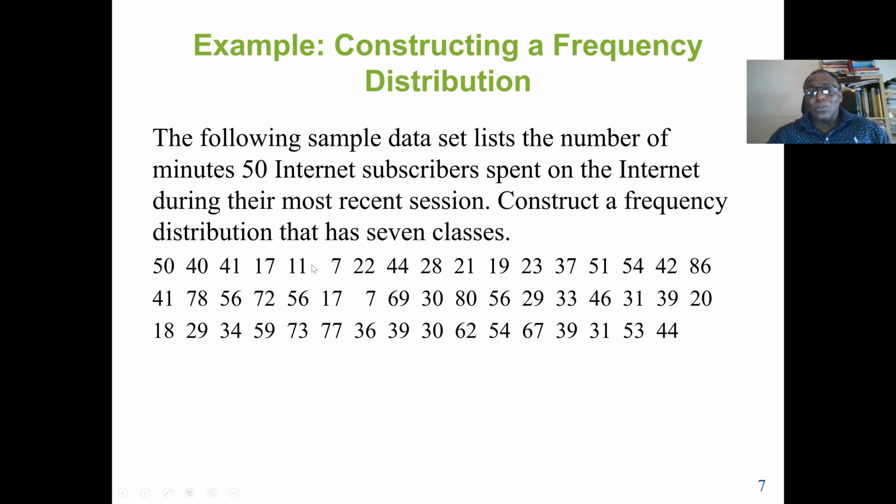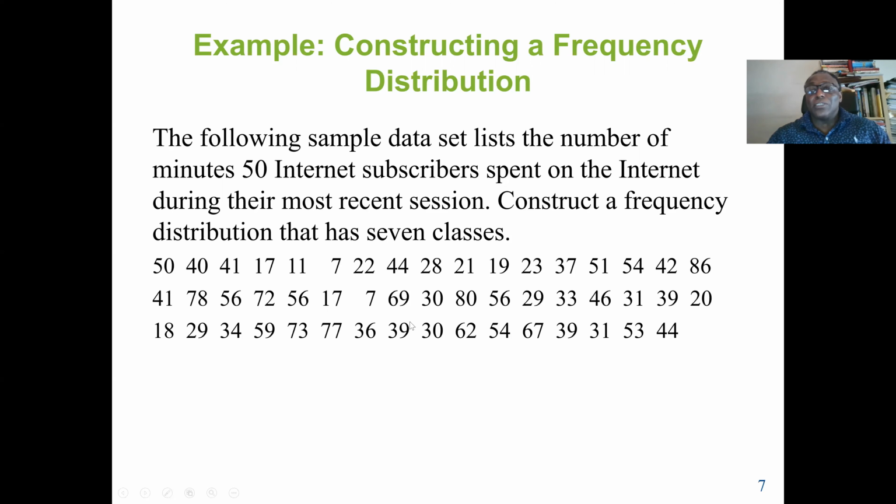This means I have to count. I have to go through all the lists. This will take a lot of time. Imagine if we had, let's say, over 3,000 internet subscribers. This is the reason for using a frequency distribution. My goal now is to organize this data so that I can easily determine the class range, etc.